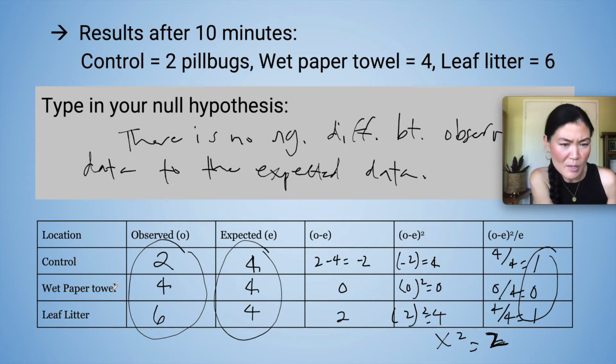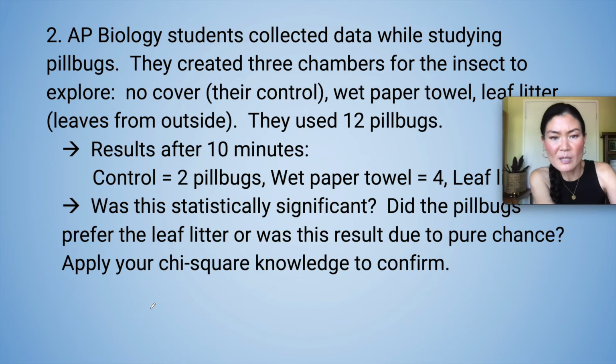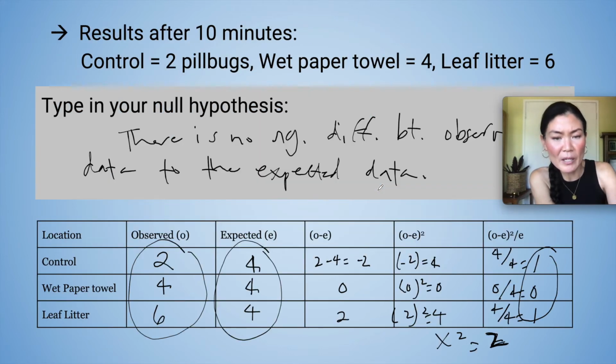You know, if I was doing the experiment, I'd be like, oh, there's six of them in the leaf litter. Maybe they do prefer. What could be a better way to run this experiment? How could we truly know that pill bugs have no preference? We could definitely up the number of pill bugs in the experiment. We only used 12, but if we could use like 30 or 60 or 80 or 100 pill bugs, that could really give us a better idea of whether or not pill bugs have a preference for chamber.